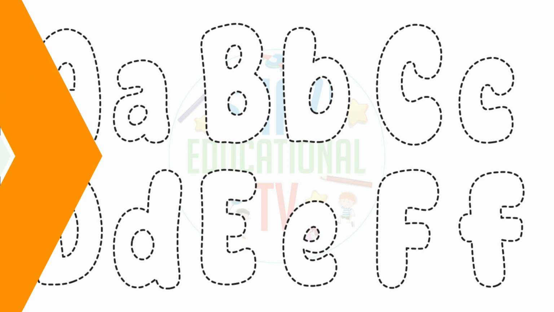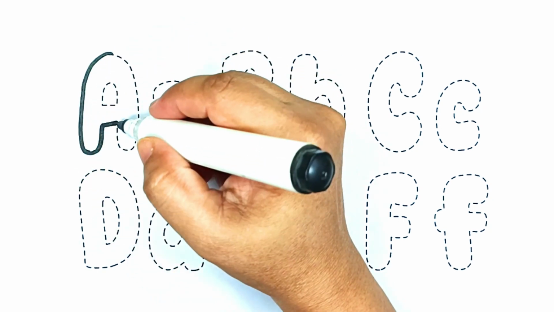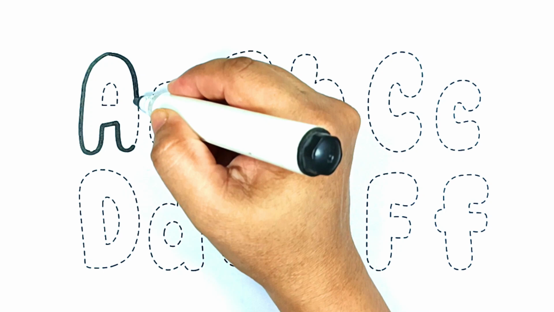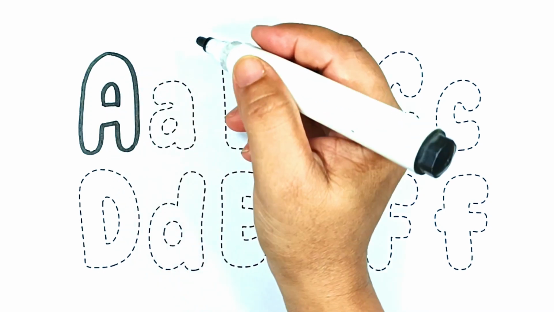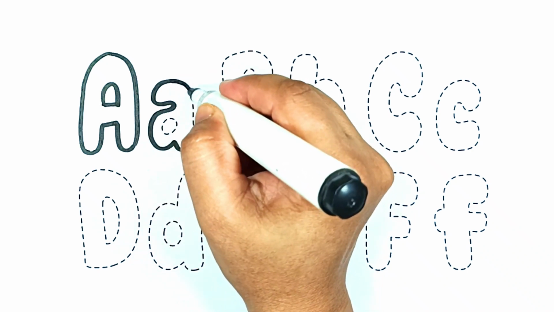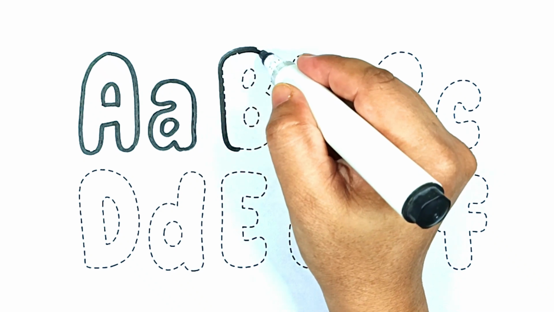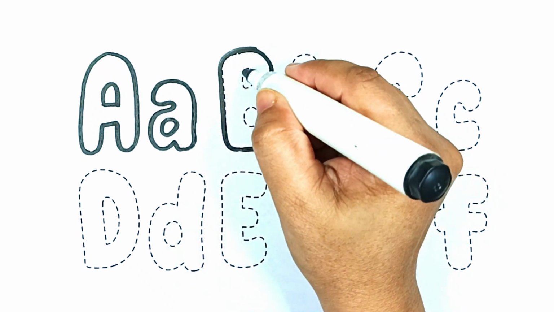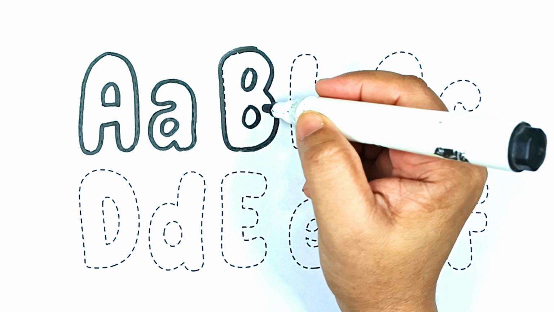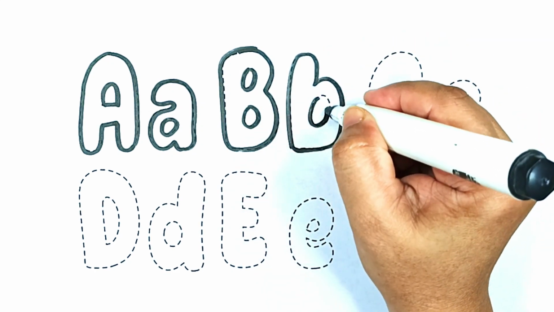Let's trace and paint them together. Uppercase A. Lowercase a. Uppercase B. Lowercase b.